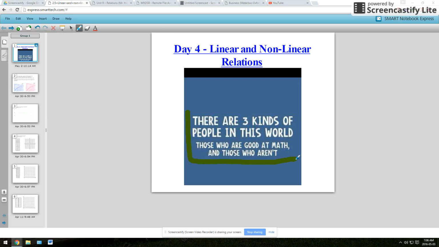Check out the cheesy math joke. If you don't get it, that is okay.